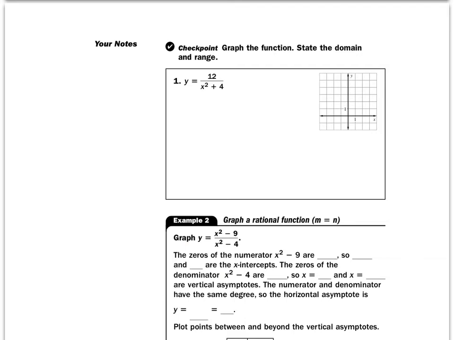Go ahead and do the checkpoint. And if you want, just throw it on your calculator and see if you can figure out what the domain and the range is. Give yourself about 30 seconds to do that.